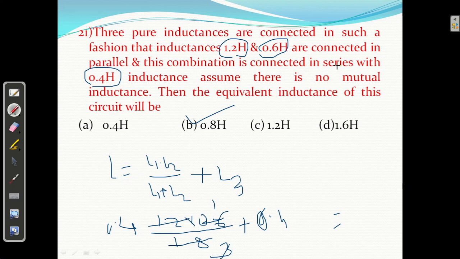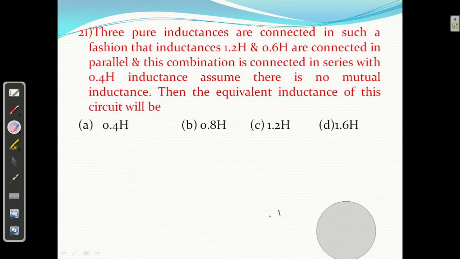So these two are connected in parallel. So this into this upon this plus this: 1.2 into 0.6 upon 1.2 plus 0.6. Obviously, the parallel combination's resistance or inductance will be less than its minimum value. So 0.4 is coming. 0.4 and 0.4 in series, so 0.8 is the correct answer, right? Okay.